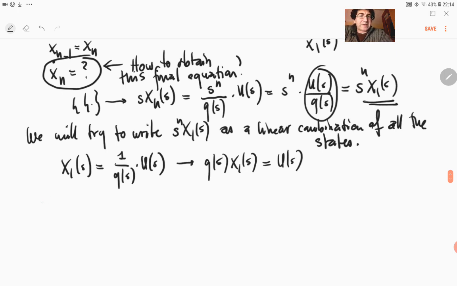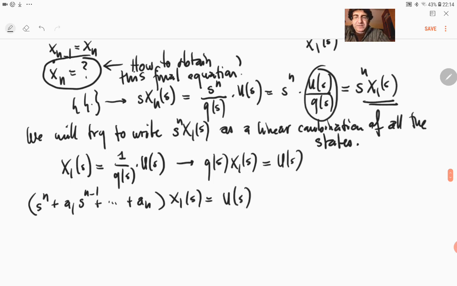Remember what was Q of s? Q of s was s to the power n, a1 s to the power n minus 1, up to an, times x1 of s, and that is equal to u of s. Now if I expand this, in fact you get the term s to the power n x1 of s, which we were after, but we need to continue with all the terms.